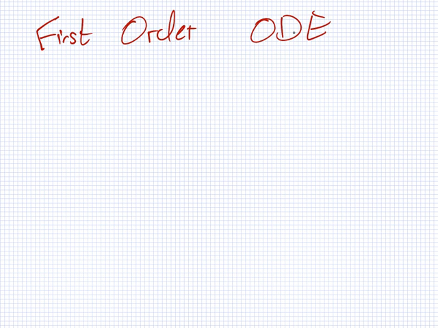So, what we're going to look at this morning is what's called a first order ODE. Simply put, it's an equation that has dy dx in it, and y in it. It doesn't have to have y in it. And we're trying to find y. So, an example will be something simple like this.